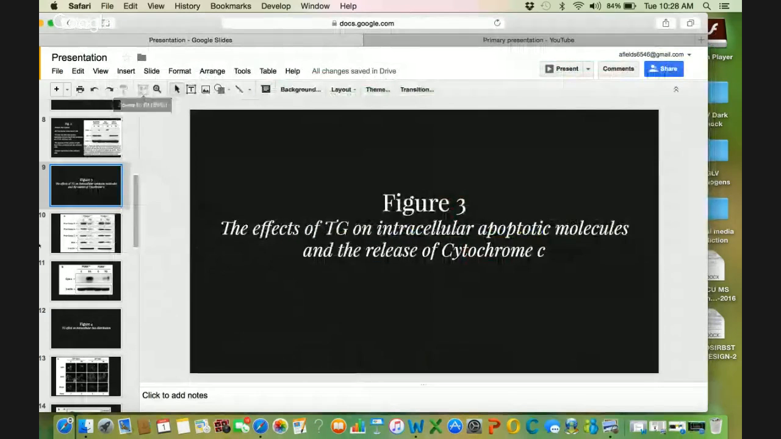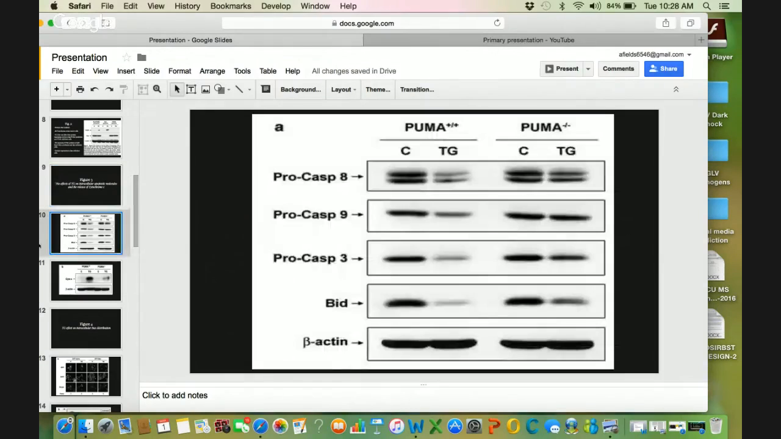Okay, now we're going to talk about figure 3, and this is the effects of thapsigargin on intracellular apoptotic molecules and the release of cytochrome c. So in figure A, this is showing the PUMA deficiency on the TG regulation of extrinsic and intrinsic pathways.